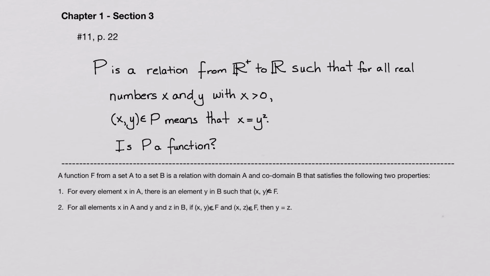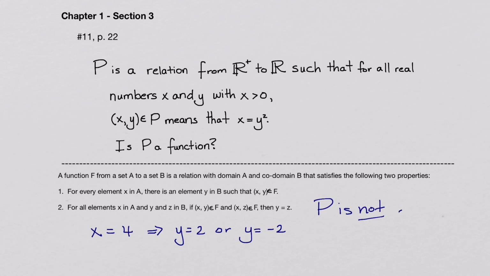So let's go back to what we just had a minute ago, where x is 4, and that means that y could equal 2, or y could equal negative 2. Notice now that I have two values for y, and they're not equal to each other. This tells me that p is not a function. And that's the end of that problem.